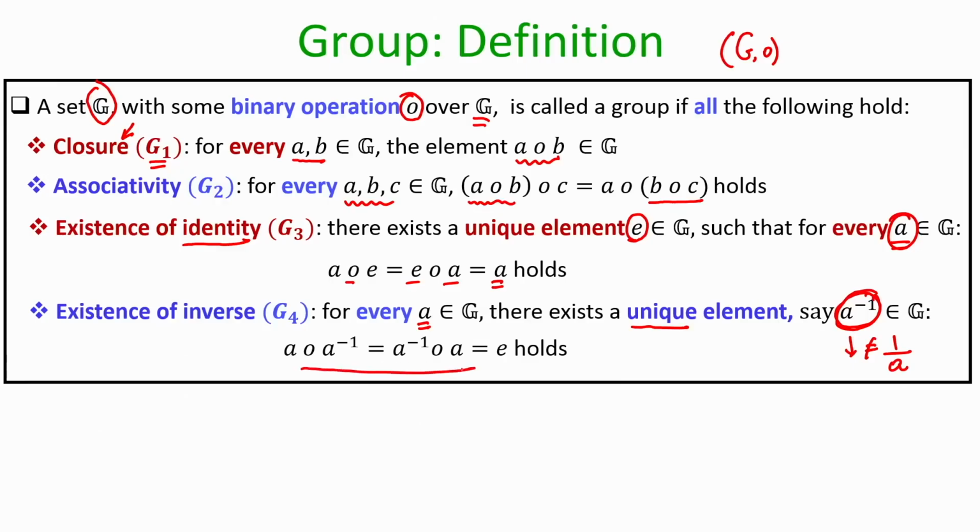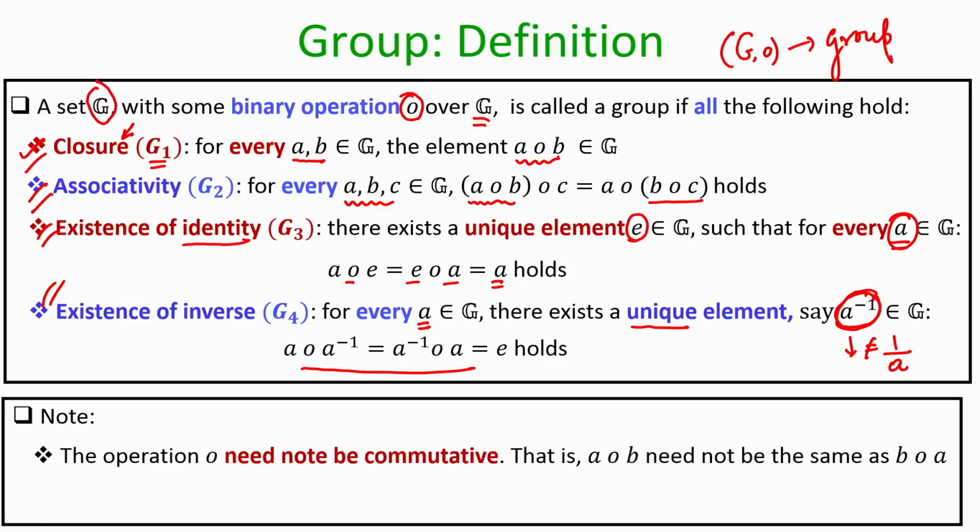So, if your set G along with the binary operation O satisfies all these 4 axioms, then I will say that this set G along with the operation O is a group. Even if one of these 4 properties is violated, the set G along with the operation O will not constitute a group. Okay.